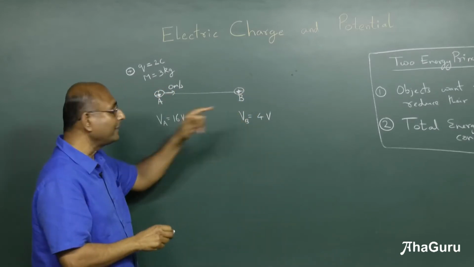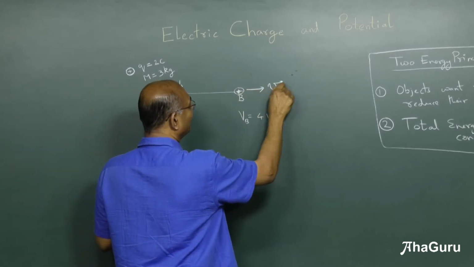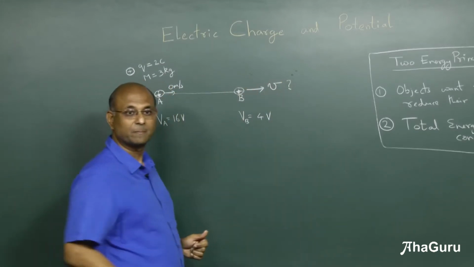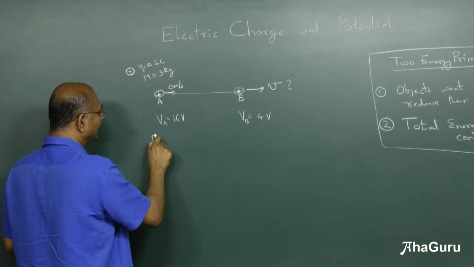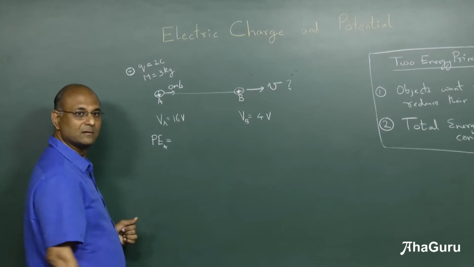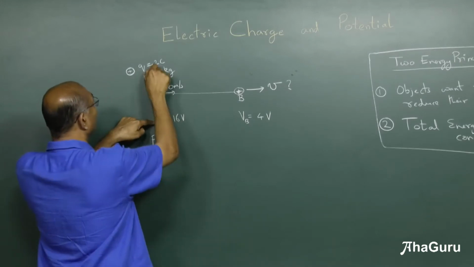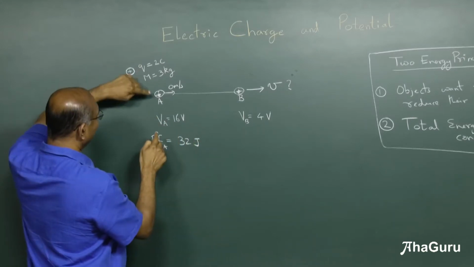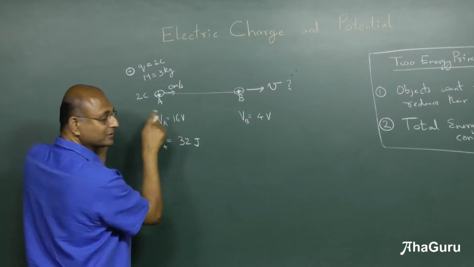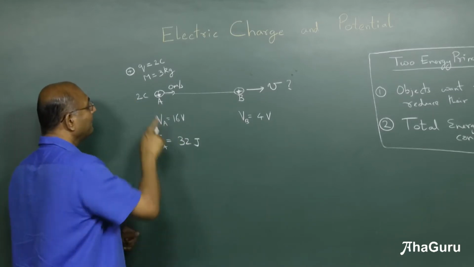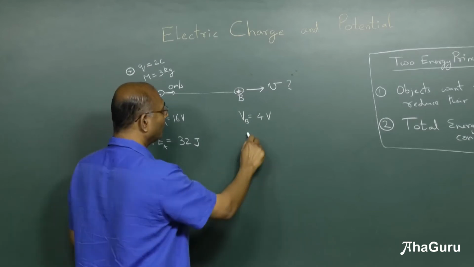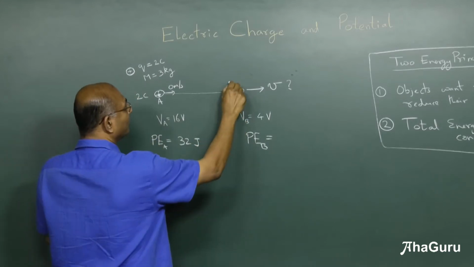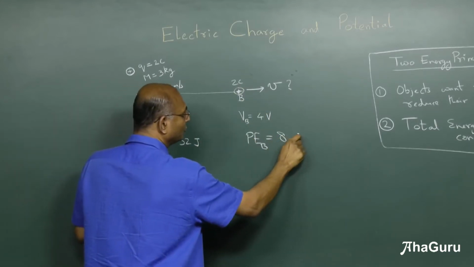When it reaches B, it is going to have a velocity. I want to know what is the speed that it has at this point. How will we find it? What is the potential energy at A? Well, it is V at A into Q. So how much is that? 2 times 16, because this is 2 coulombs, so 32 joules. When the same charge comes here, that is still 2 coulombs, what is the potential energy at B? 2 times 4, 8 joules.